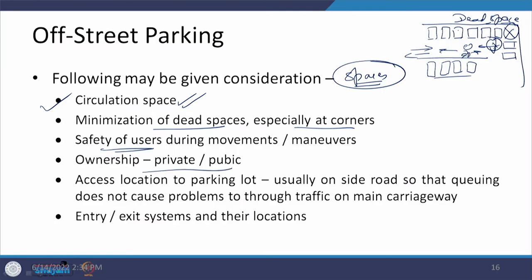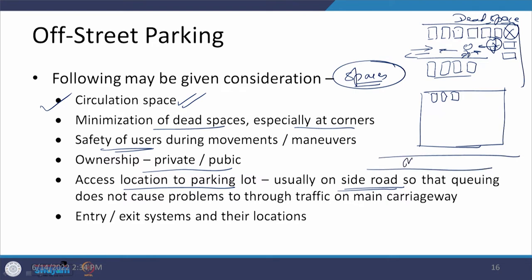Then ownership can be, as I said previously, private or public. Now, access location to the parking lot is another thing. So, from where are we going to have it? So, the side road is the thing which we are trying to look at. So, in this case, say this is the overall area in which the vehicles are going to be parked. This is the main road.